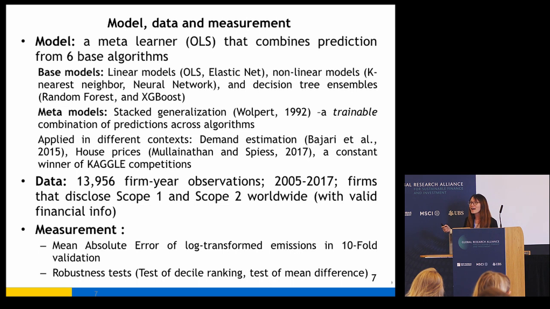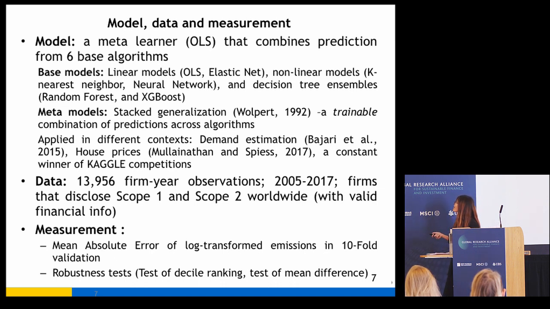The reason why we look at a combination of models is because it has been used extensively in the prediction literature, and it has always been the winner among the Kaggle competitions in terms of what is the best model for prediction. What we did is we used the data from 2005 to 2017. We have around 14,000 firm-year observations. We require that all the firms disclose scope 1 and scope 2 separately. And with that, we divide the data into tenfold for cross-validation.